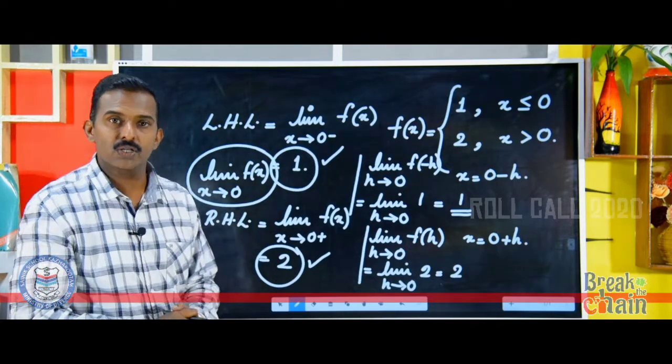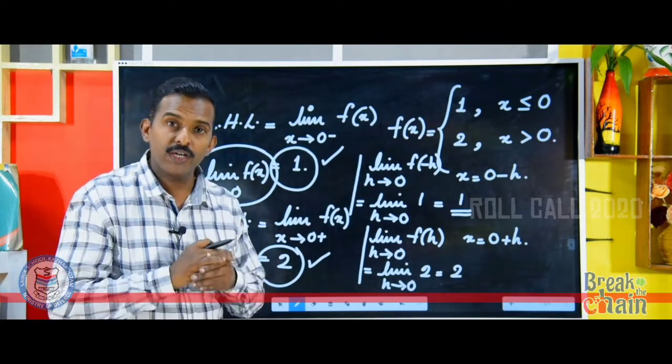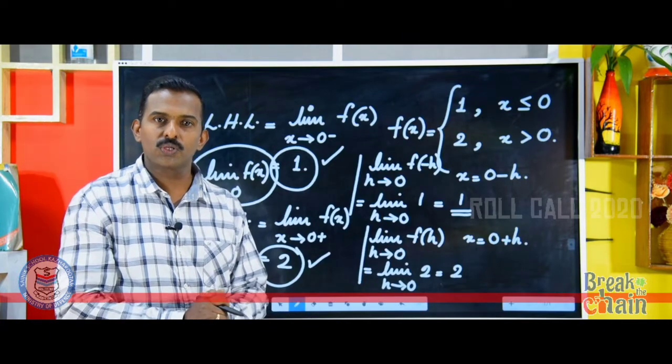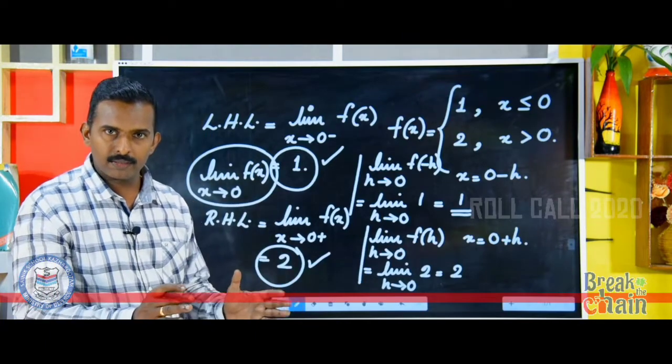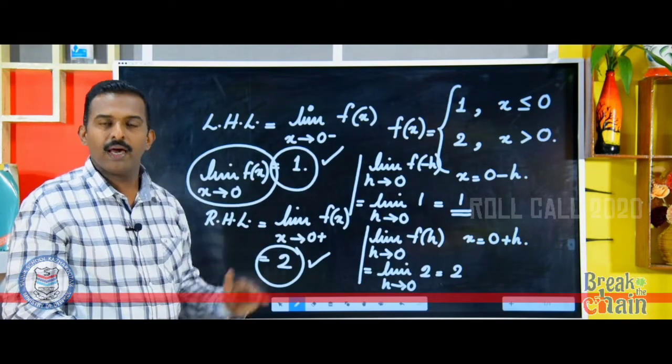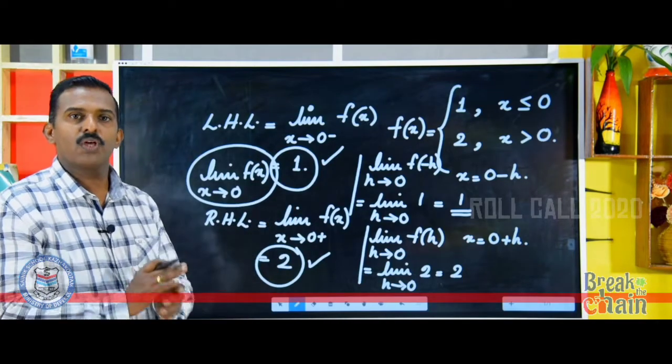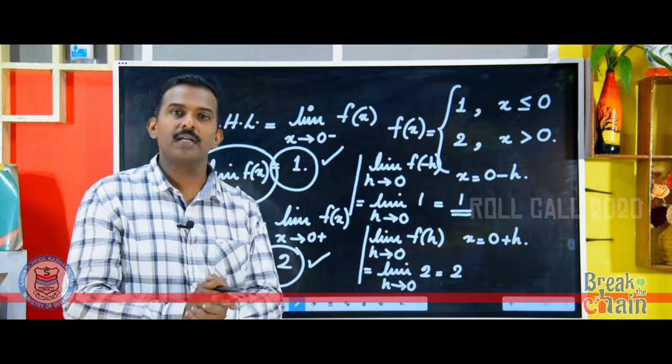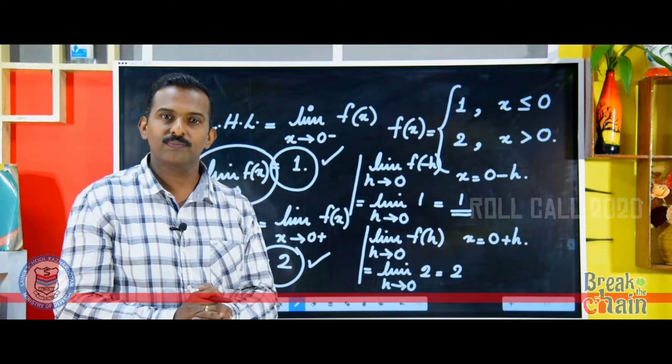This limit does not exist. Therefore, it is not continuous at x equal to 0. I will again repeat. We have calculated LHL and RHL. They are not equal, and therefore the limit does not exist. Therefore, the function is not continuous at x equal to 0.